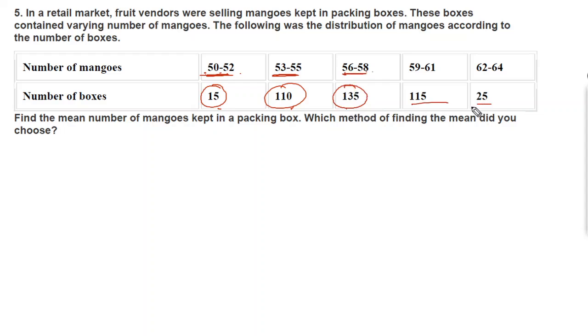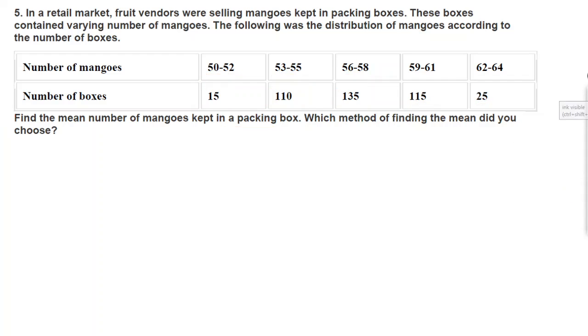Now we have to put all this data in a table. Before that, the question is also there. Find the mean number of mangoes kept in a packing box. So you have to find the mean. Which method of finding the mean did you choose? Okay, let's see.